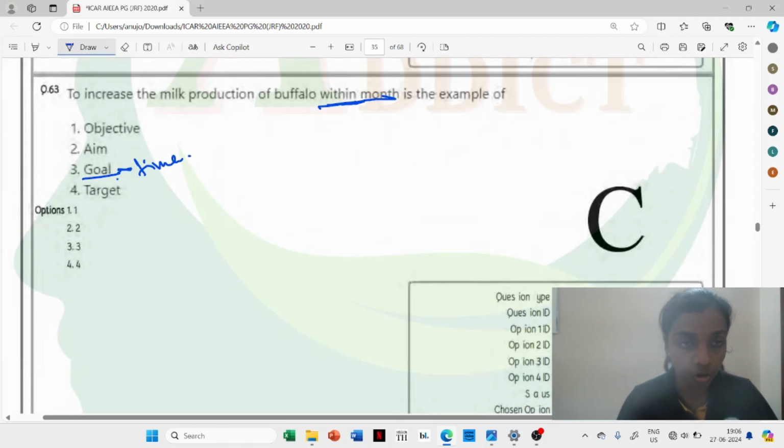Objective is the expression of the end towards which the efforts are directed. An end will be there, for example, to increase the milk production of buffalo from 12 liters to 14 liters; then you can consider it an objective. Aim is a broad and generalized statement. If you rephrase this statement into an aim, it will be to increase the milk production of buffalo. That much would come in the aim. So when the time is specified, you can go with the goal. Target is also a more specified thing. Here the answer is goal, third option.